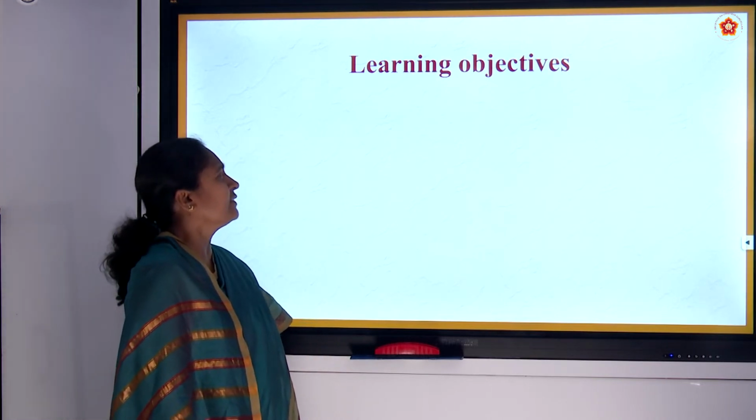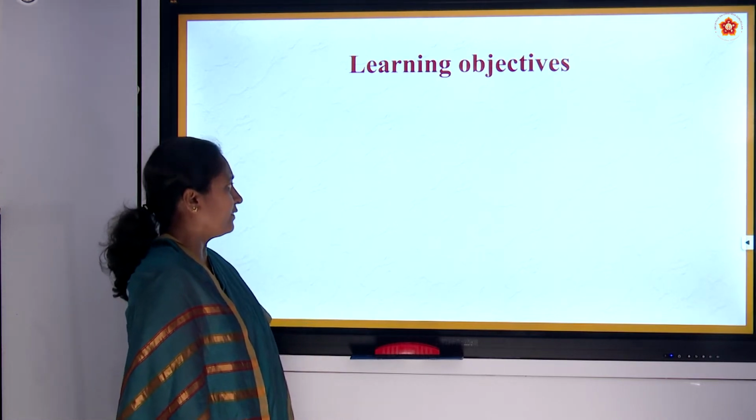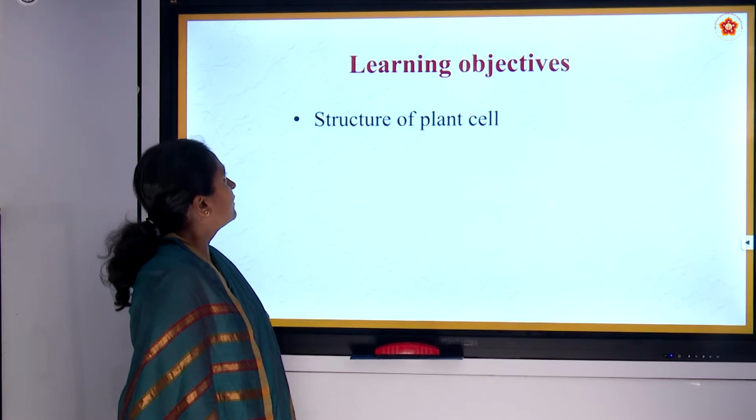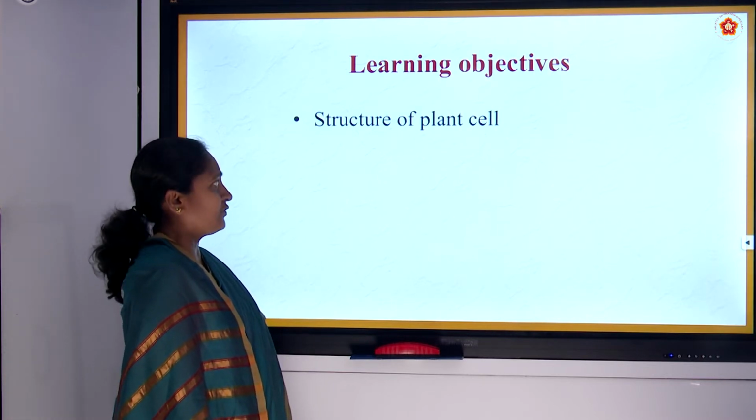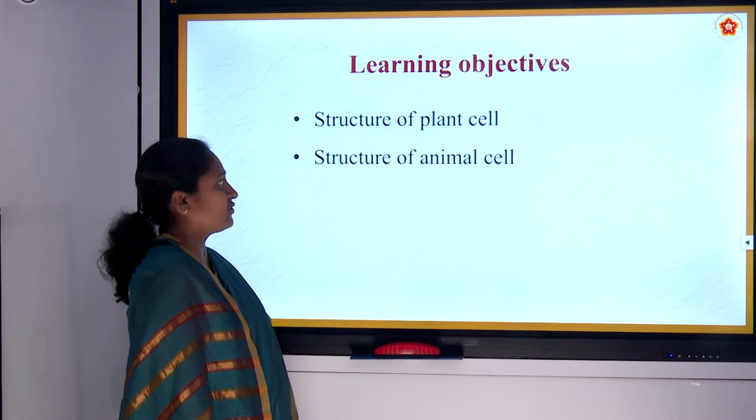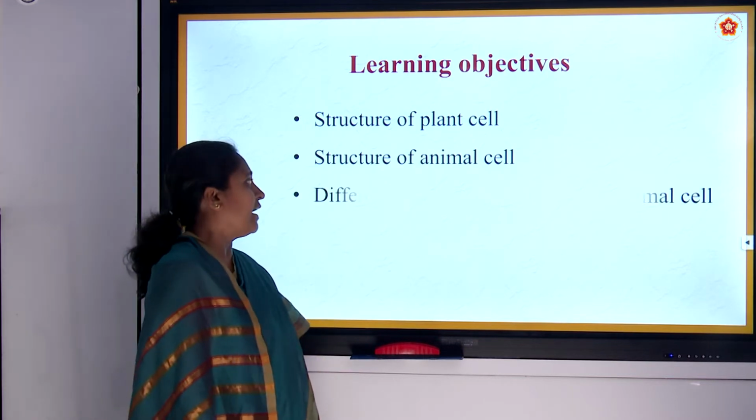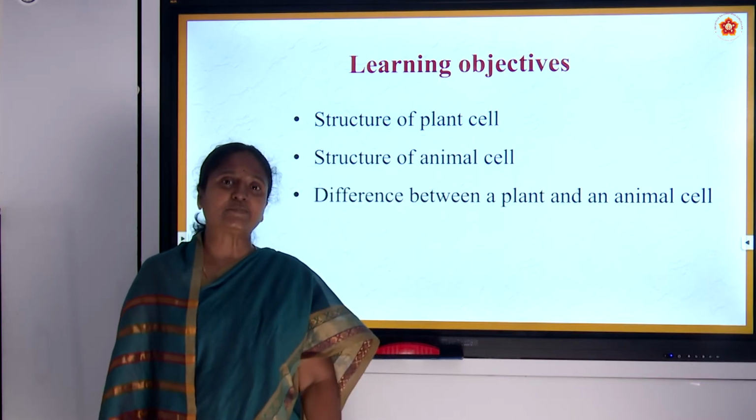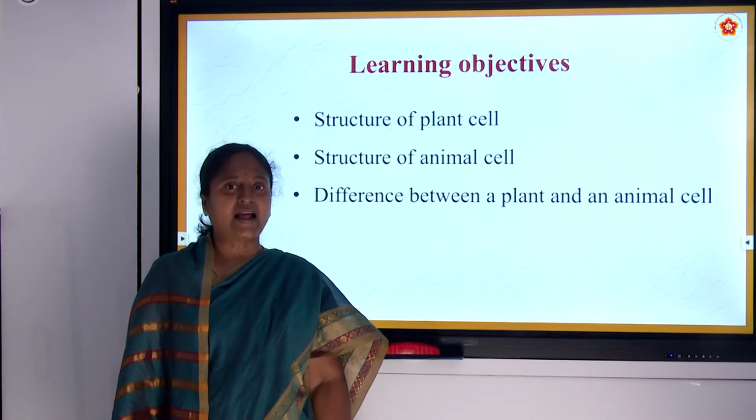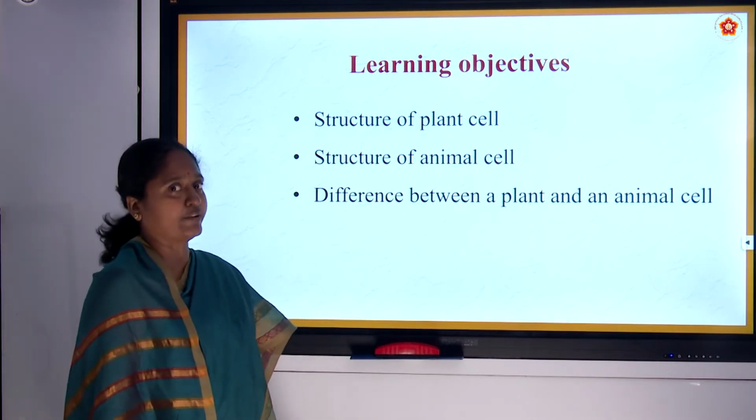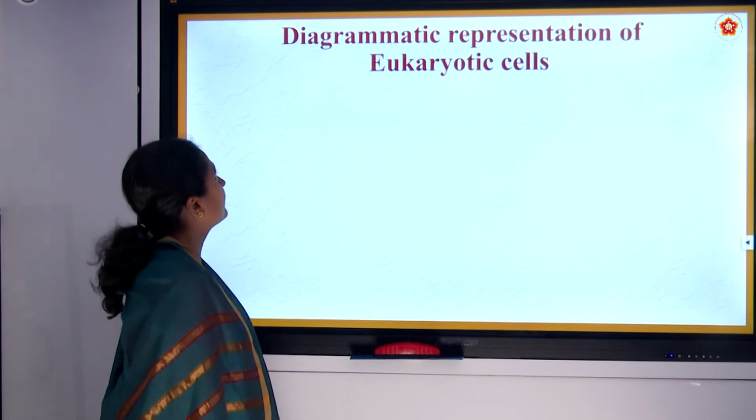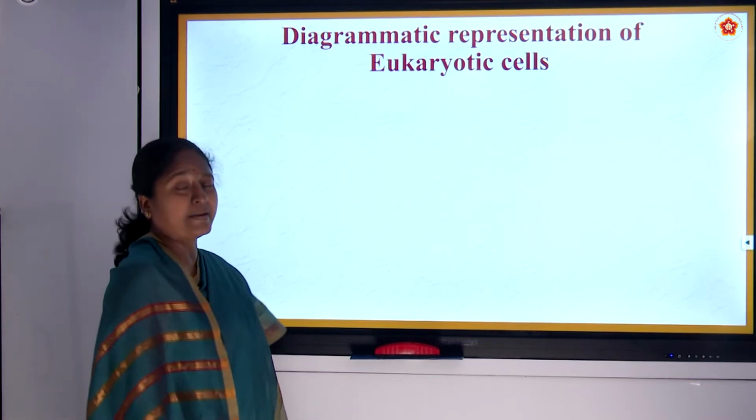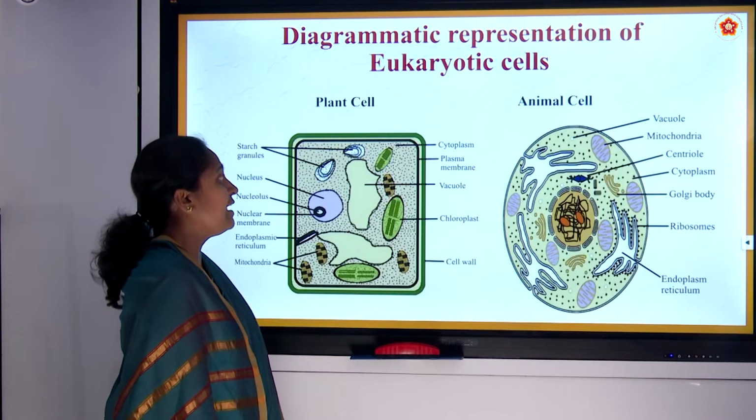Now we will see the learning objectives of today's chapter. The structure of plant cell, the structure of animal cell, and we are going to see the difference between plant cell and animal cell. These are the things we are going to see today. So first we will see the diagrammatic representation of plant cell and animal cell.